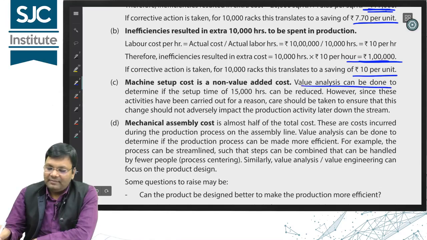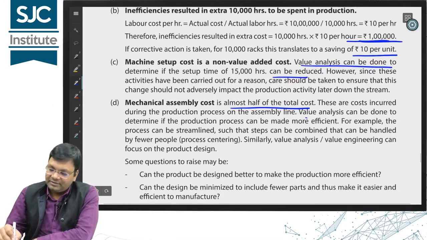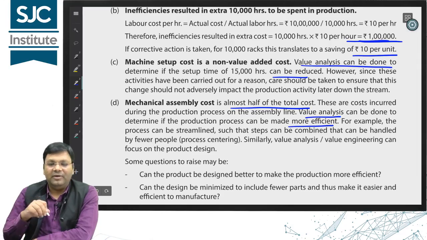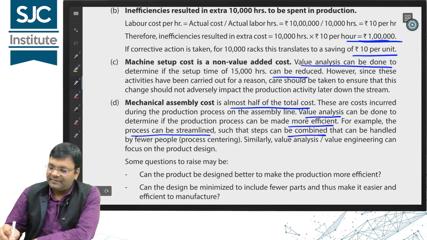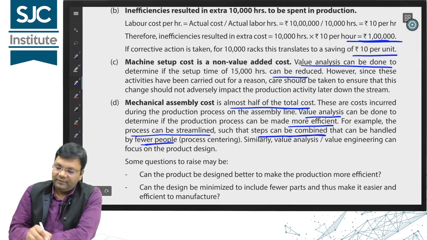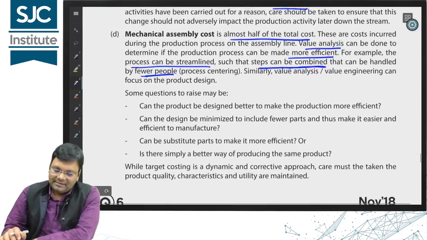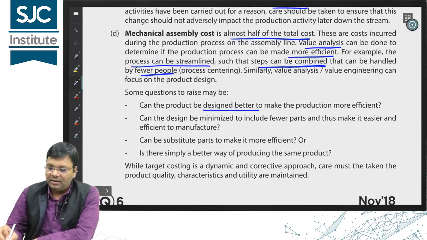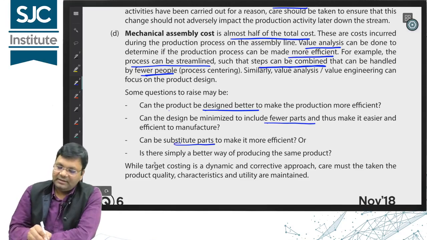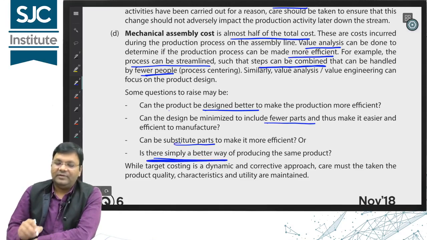So value analysis can be done to determine if setup time can be reduced, and assembly cost is almost half of the cost, so value analysis should be done in order to be more efficient with this. Maybe some process can be streamlined such that some steps can be combined, or done by fewer people. And lastly, other questions can be asked to make production more efficient: fewer parts, easy to manufacture, substitute parts, or is there any other way of producing the same product.